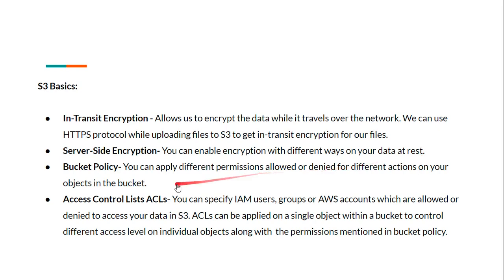S3 allows us to control permissions using bucket policy. You can apply different permissions, allowed or denied, for different actions on your objects in the bucket. And finally, access control lists. You can specify IAM users, groups or AWS accounts which are allowed or denied to access your data in S3. ACLs can be applied on a single object within a bucket to control different access levels on individual objects along with the permissions mentioned in the bucket policy.